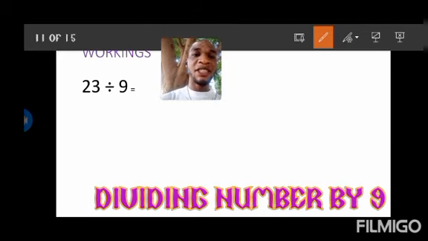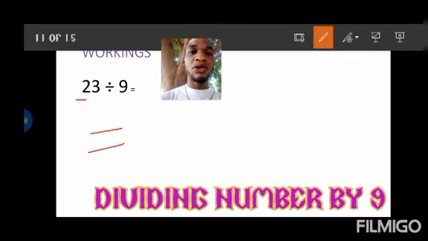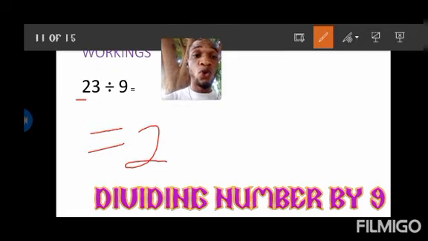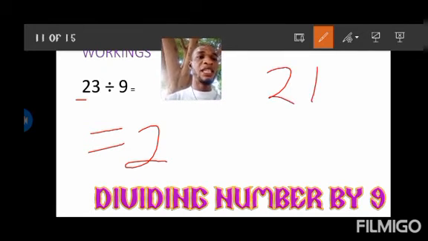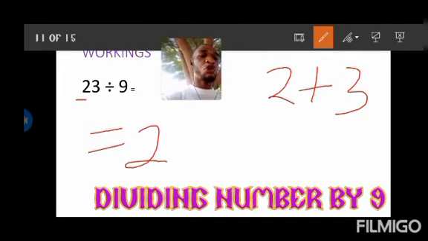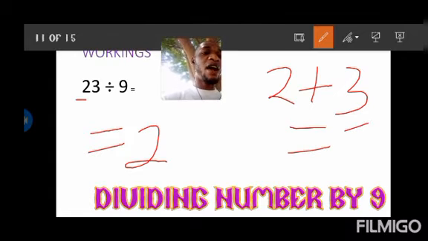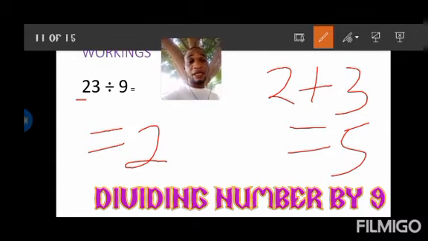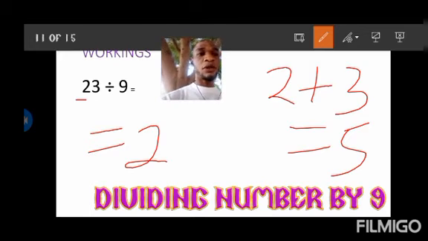23. The first digit here is 2. So put it down. Next is 2 plus the next number 3, and the answer is 5. 2 plus 3 is 5. Now kids, look at it very well. 2 plus 3 is 5.